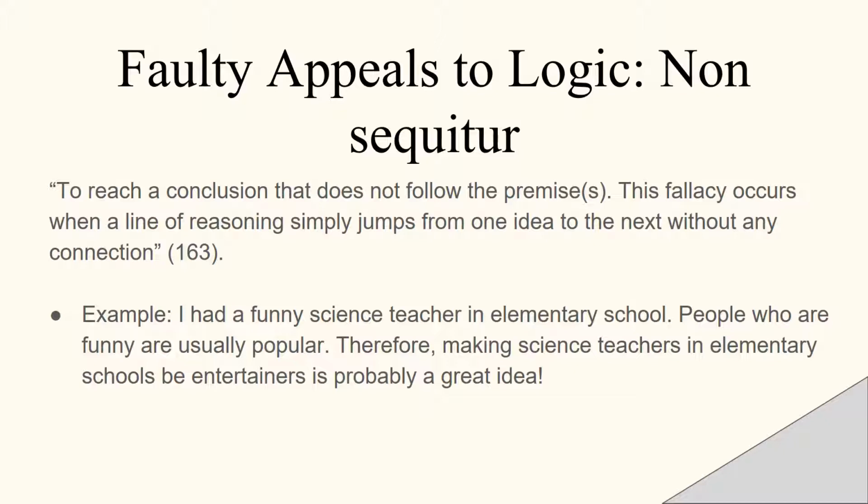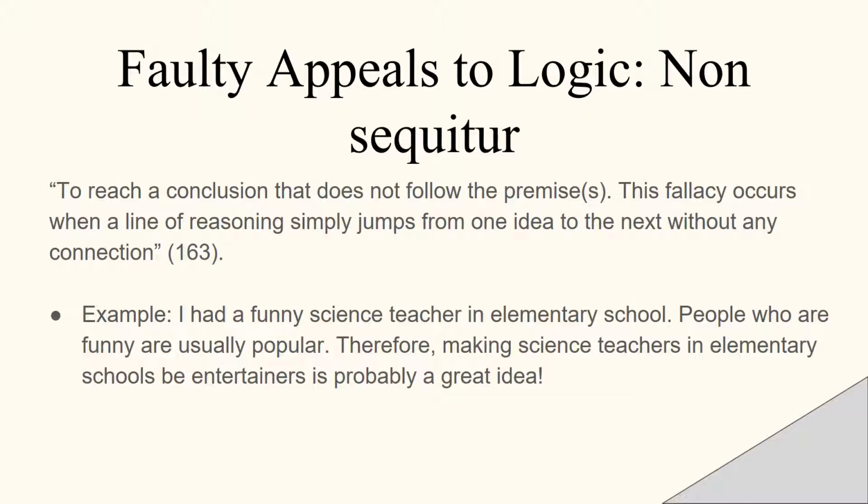In Latin, non sequitur means it does not follow. Similarly, a non sequitur fallacy is one that presents a conclusion that does not logically follow its premises. For example, someone here presents two premises. First, that he or she had a funny science teacher in elementary school. And second, that people who are funny are usually popular.